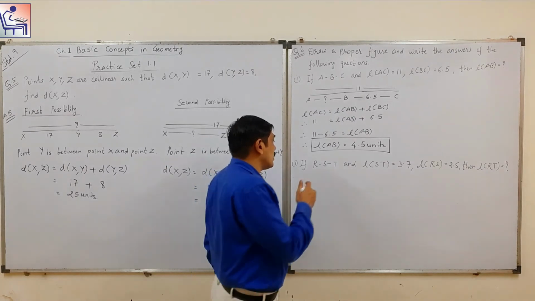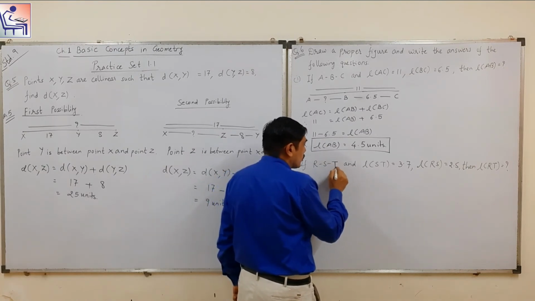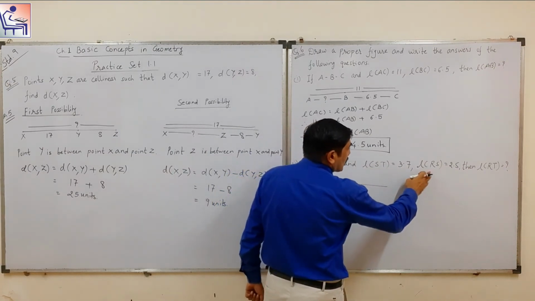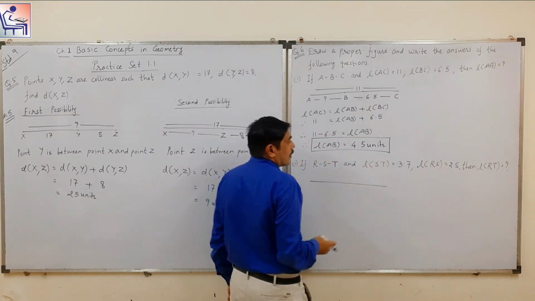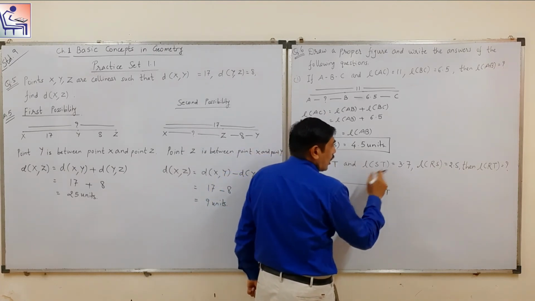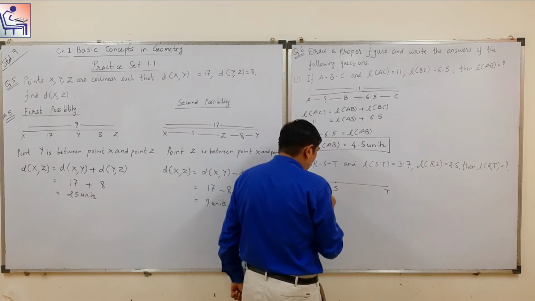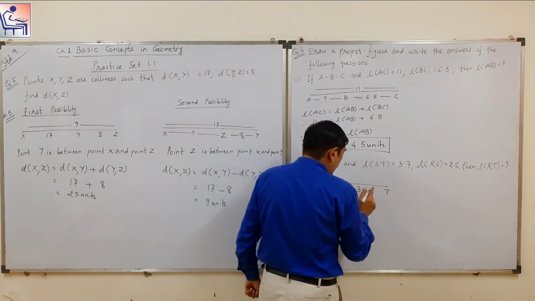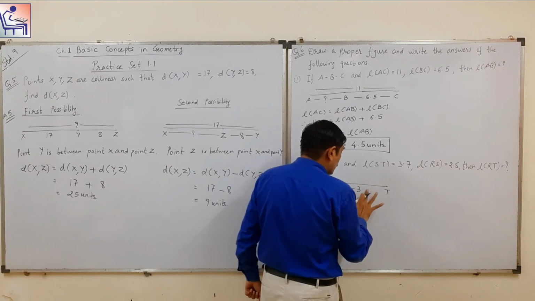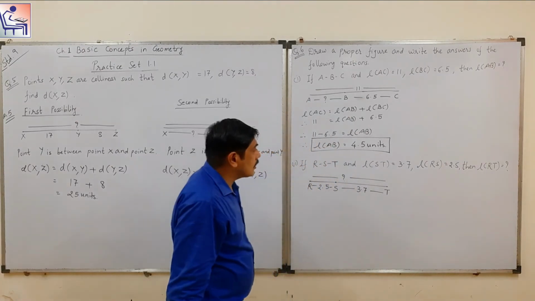Now let's move towards the second question. If S lies between point R and T, and length ST is equal to 3.7, length RS is equal to 2.5, then find out length RT. So here we will draw RT. Now we have to check that RS is 2.5 and ST is 3.7. So we have to find out length RT.